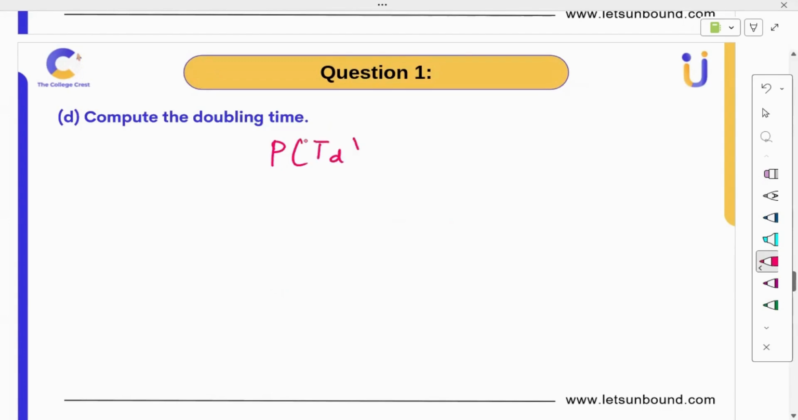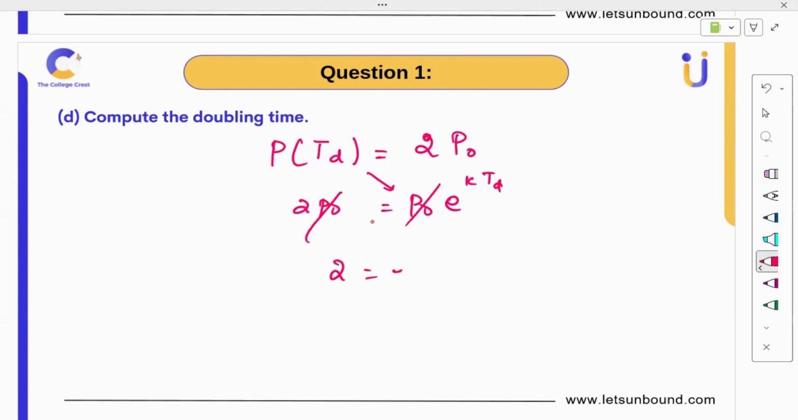The population at doubling time TD is equal to 2 times the initial population. So I need 2 times P naught, and P of TD I can write as P naught e power K times the doubling time. So P naught will get cancelled, 2 equals e power K TD, and we need to simplify this.